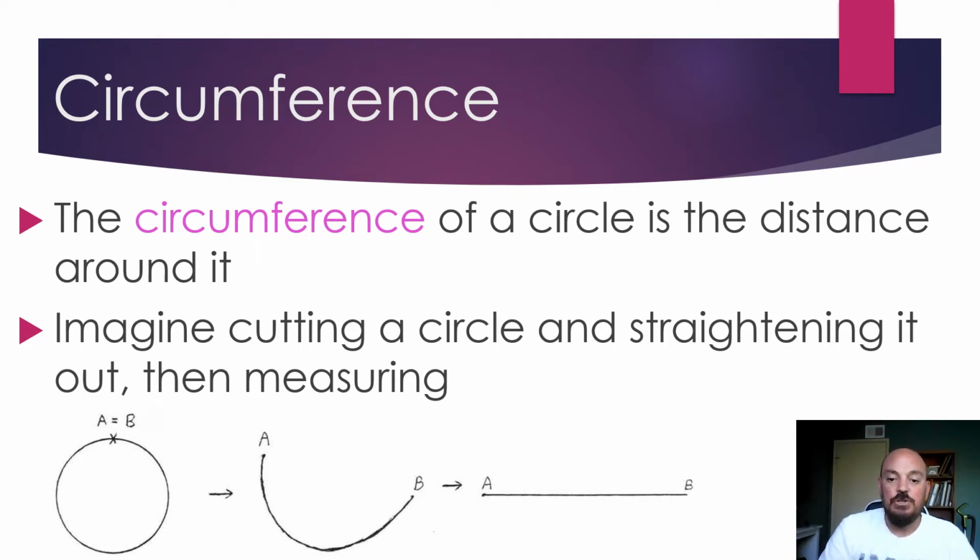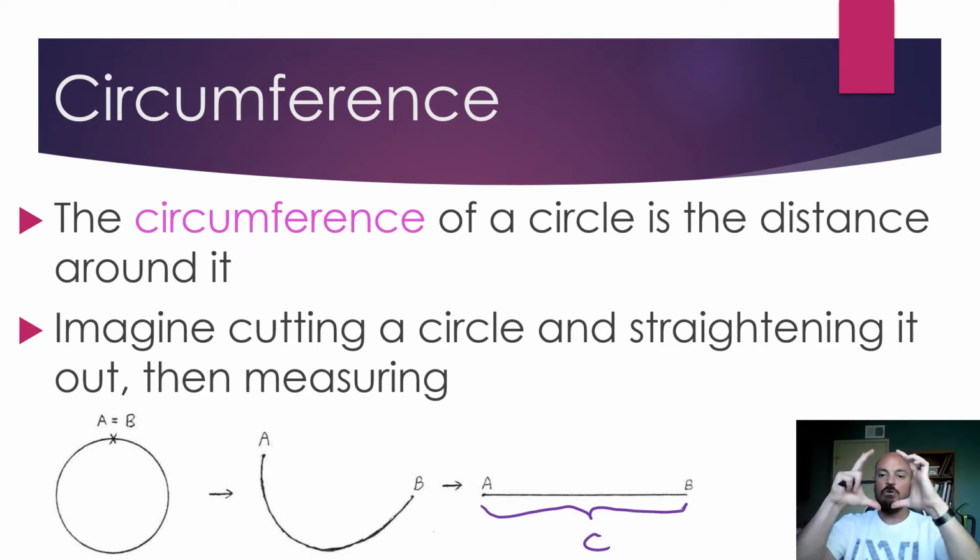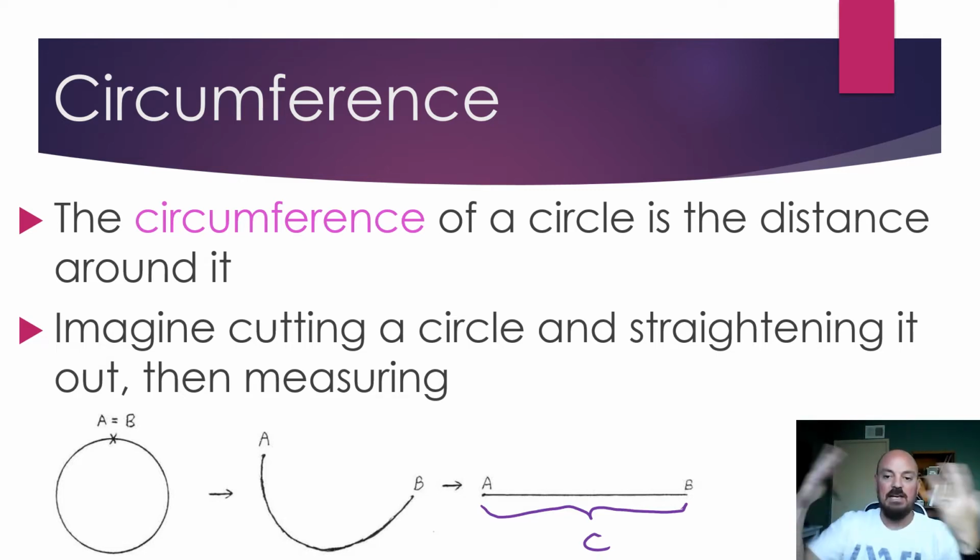If I measure in this picture the length of this line segment here, that's the circumference. I'll call it C for circumference. So circumference is a way of saying, if a circle wasn't round, if it was straight, how long would it be? Or in a word problem, if there's a circular park and you're riding your bike around it, how far around the park is it? That's circumference, the distance around a circle.